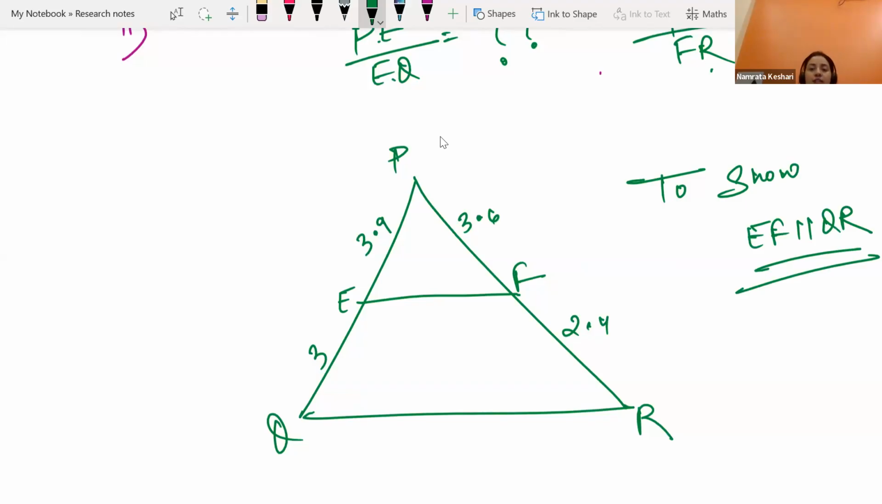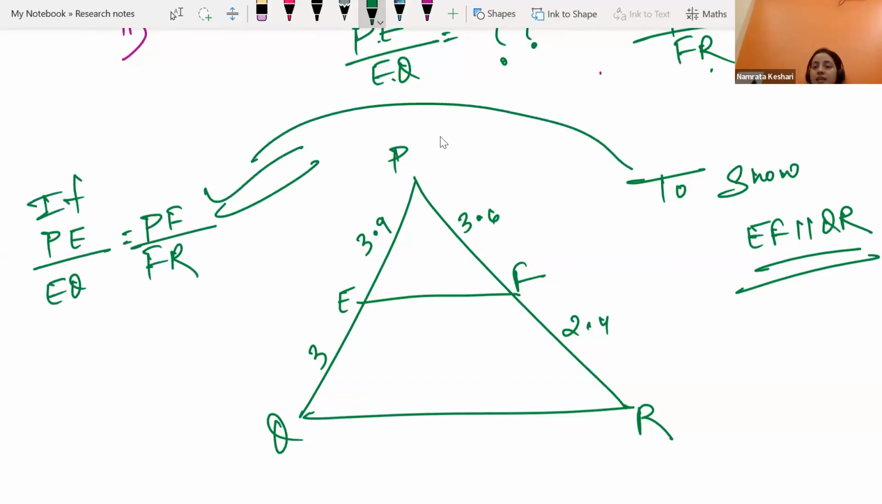So to show that these two lines are parallel, if any way we will be able to show that PE by EQ is same as PF by FR, if we can show this, then we can say that yeah, these two lines will be parallel. If these two ratios are not same, then EF is not parallel to QR. Am I making sense?